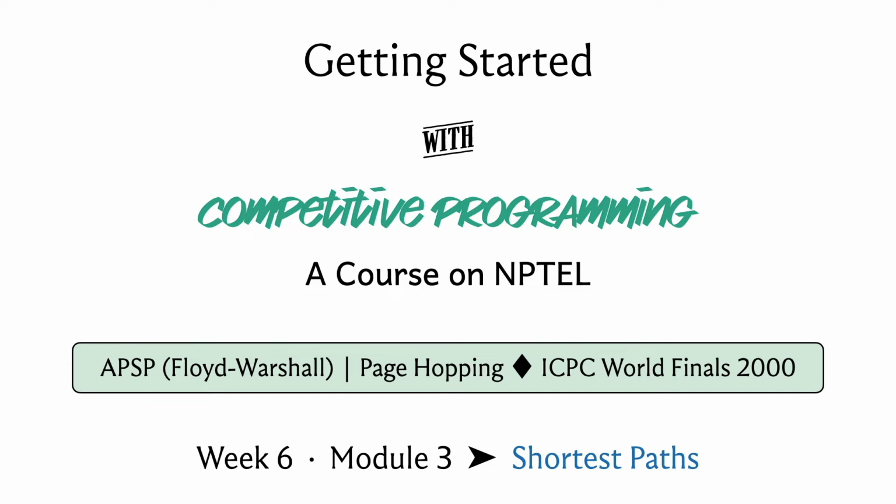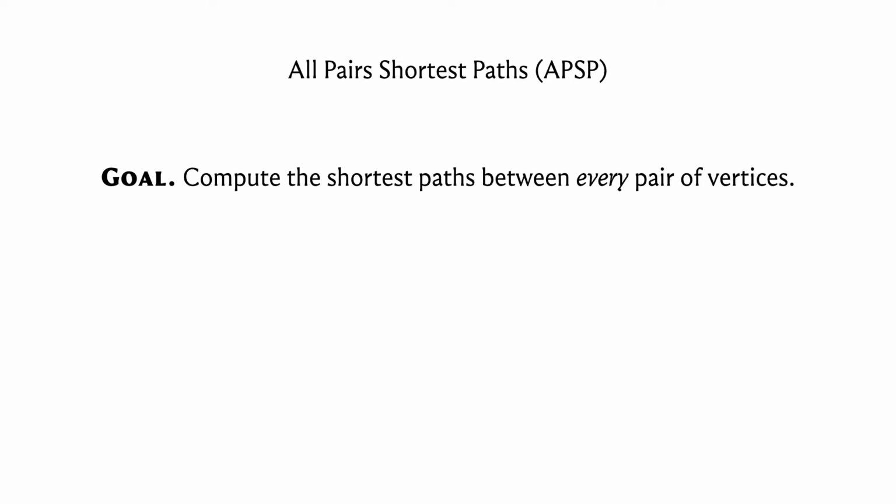Okay, so let's get started with the problem itself. So we are trying to tackle all pairs shortest paths. As usual, we'll assume that we are working with a directed and a weighted graph, and our goal in this case is to compute shortest paths between every pair of vertices.